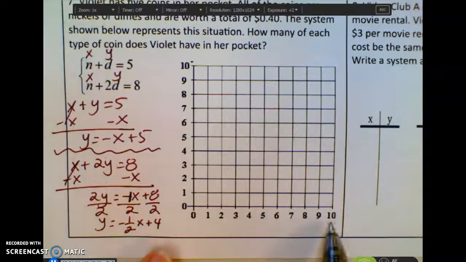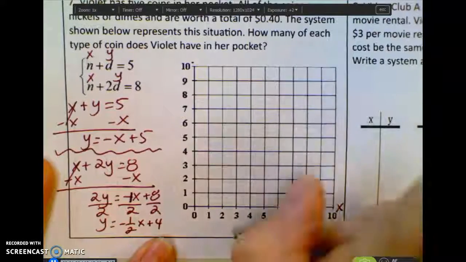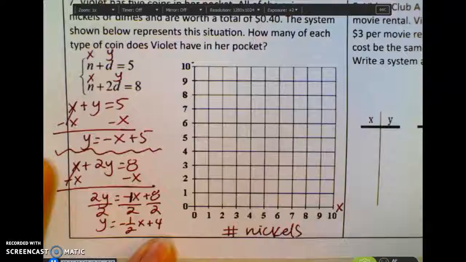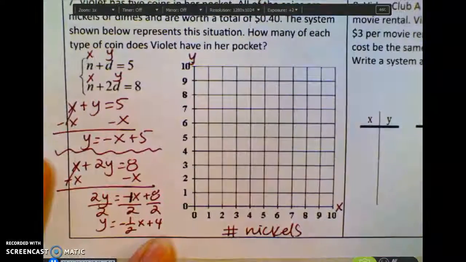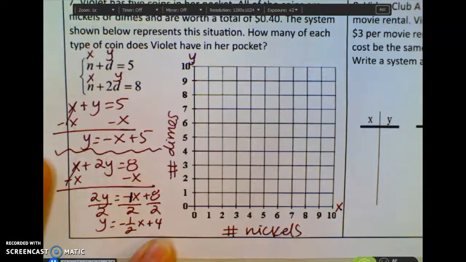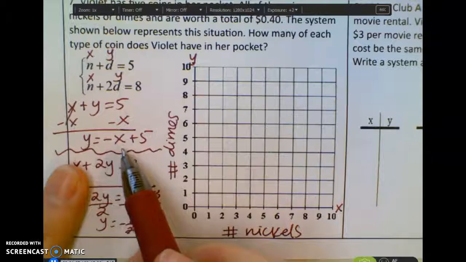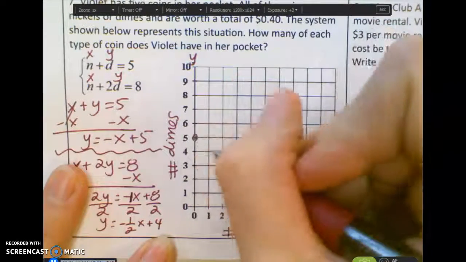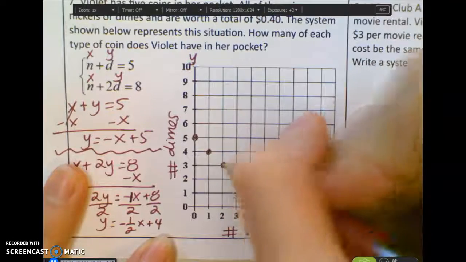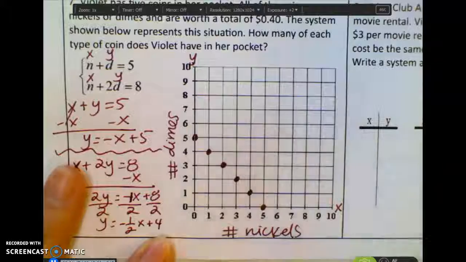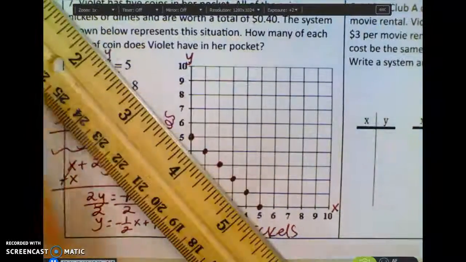Our X-axis, X is going to be the number of nickels because we replaced N with X. Our Y-axis is going to be the number of dimes. And now we can graph it. For the first one, we have Y equals negative X plus 5. We start at 5. We go down 1 over 1, down 1 over 1, down 1 over 1, etc. Alright, so let's go ahead and draw our line here.